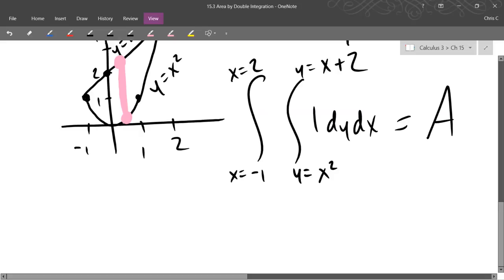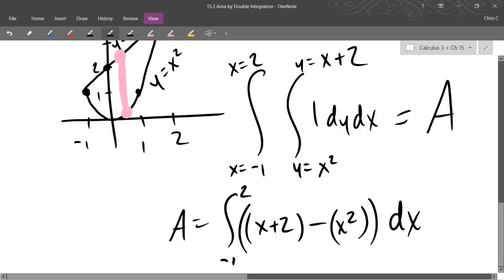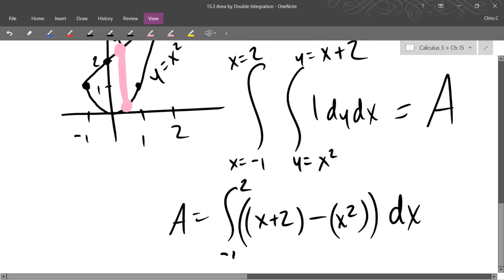So if we actually integrate it, this is a very easy integral to do. The antiderivative of 1, the y antiderivative is y, and then you plug in your endpoints and subtract them. So I'm going to shortcut that. So we're going to get the integral of x plus 2 minus x squared dx, right there. So I'm going to take the antiderivative and then subtract the endpoints all at the same time.